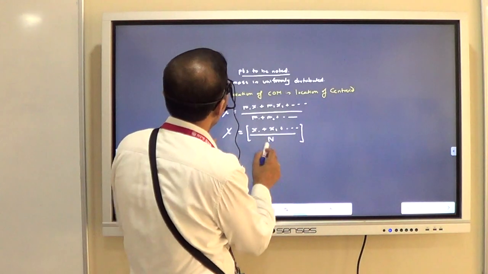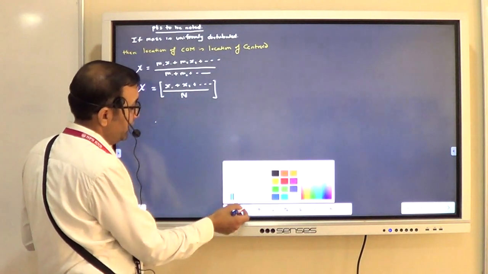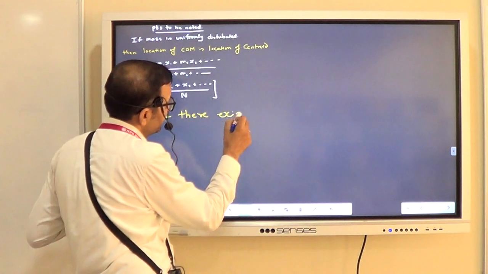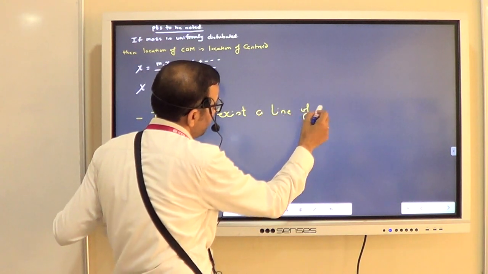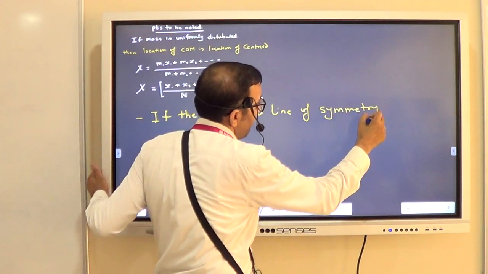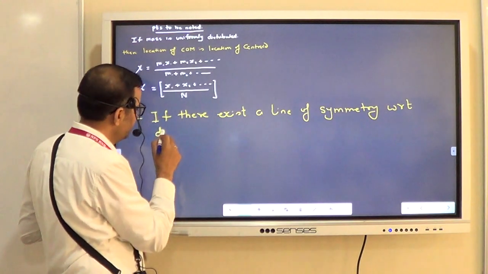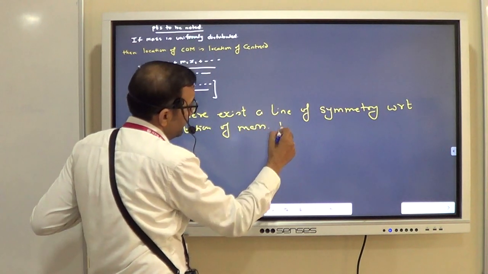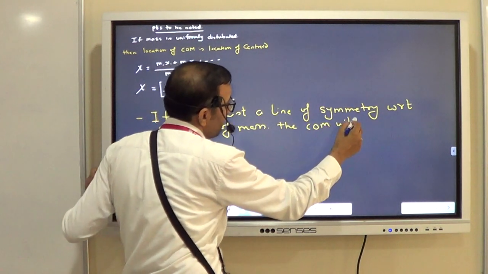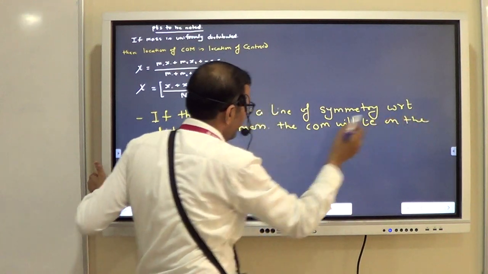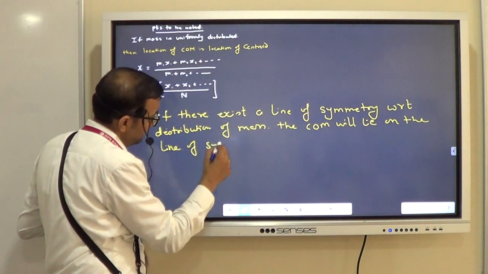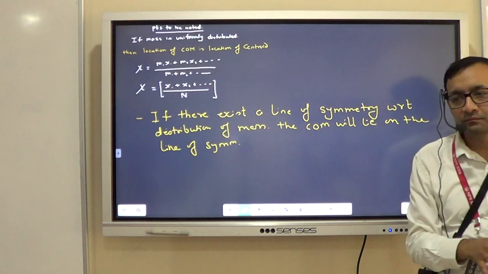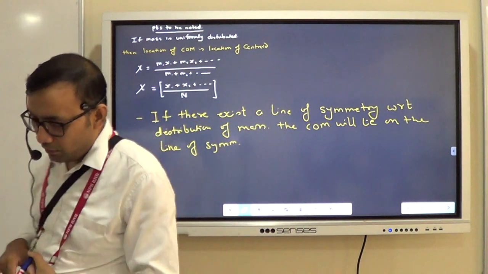And hence, please write down, if there exists a line of symmetry with respect to the distribution of mass, then the center of mass will lie on the line of symmetry. If you see a line of symmetry, the center of mass will be on that line only. Getting it? Okay. What if there are two lines of symmetry?